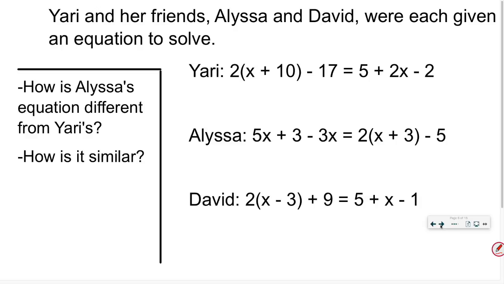Just look at it. If you want to start to simplify it, you can. But while looking, what do you see that's different? What do we see that's different? You can start to simplify.